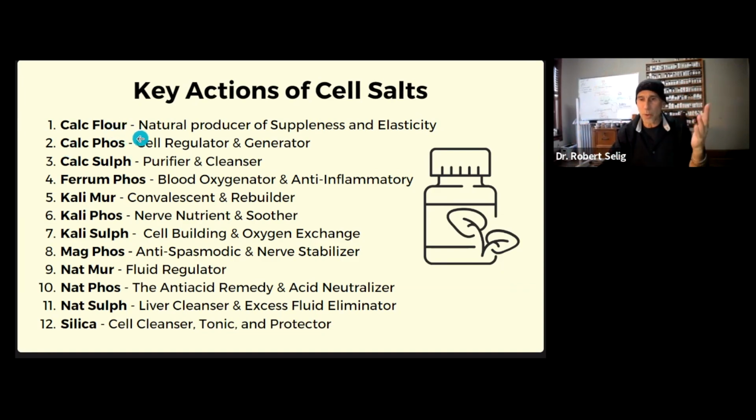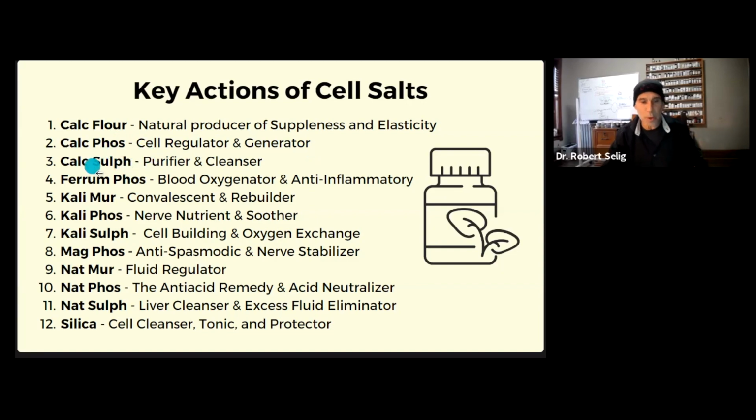So when we see anyone over 40 and they're prone to calcium deposition disease, we're going to prescribe calcium fluoride. Calcium phosphate is the most abundant cell salt in human physiology. Your bones are mostly calcium phosphate. Your bones contain the bone marrow that's going to make your blood cells and your white blood cells. So that's why it's the cell regulator and generator. So this becomes one of the most important remedies in cell salt theory. So I love calcium phosphate.